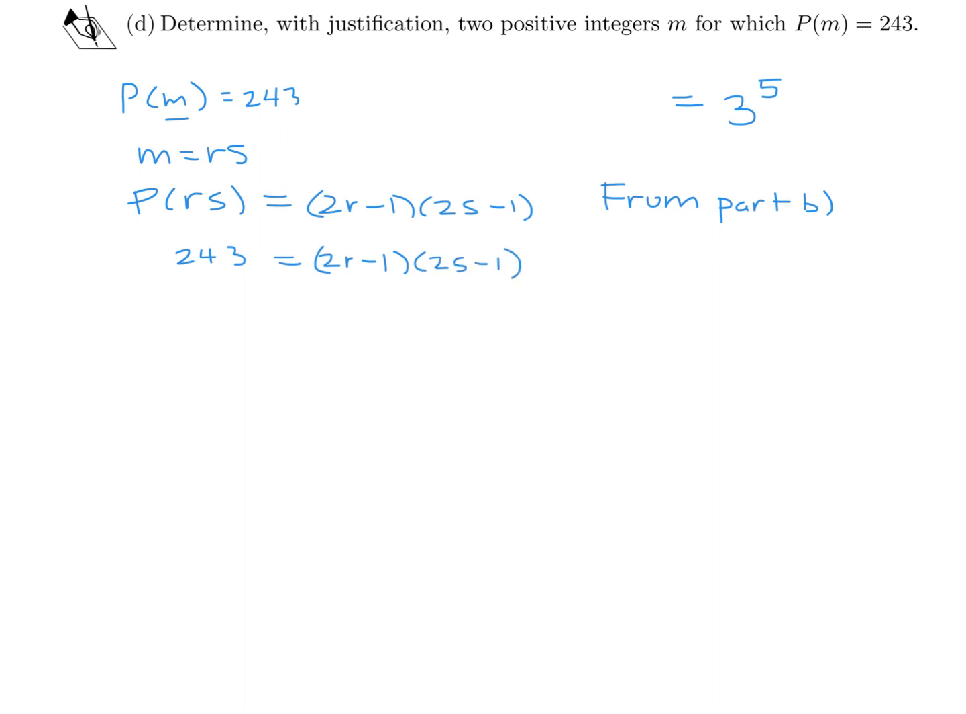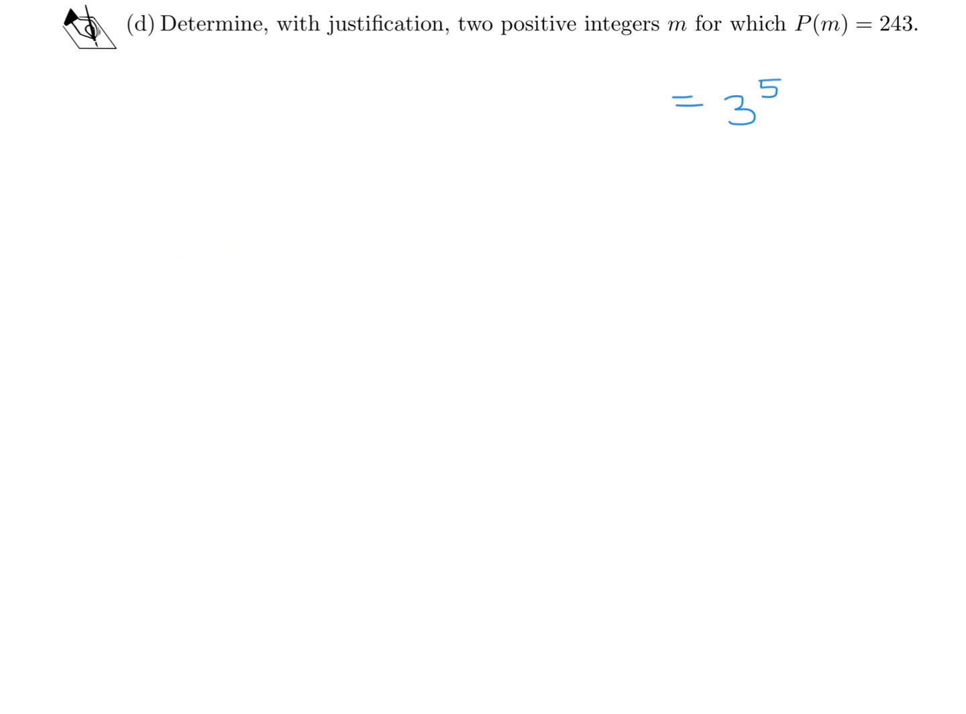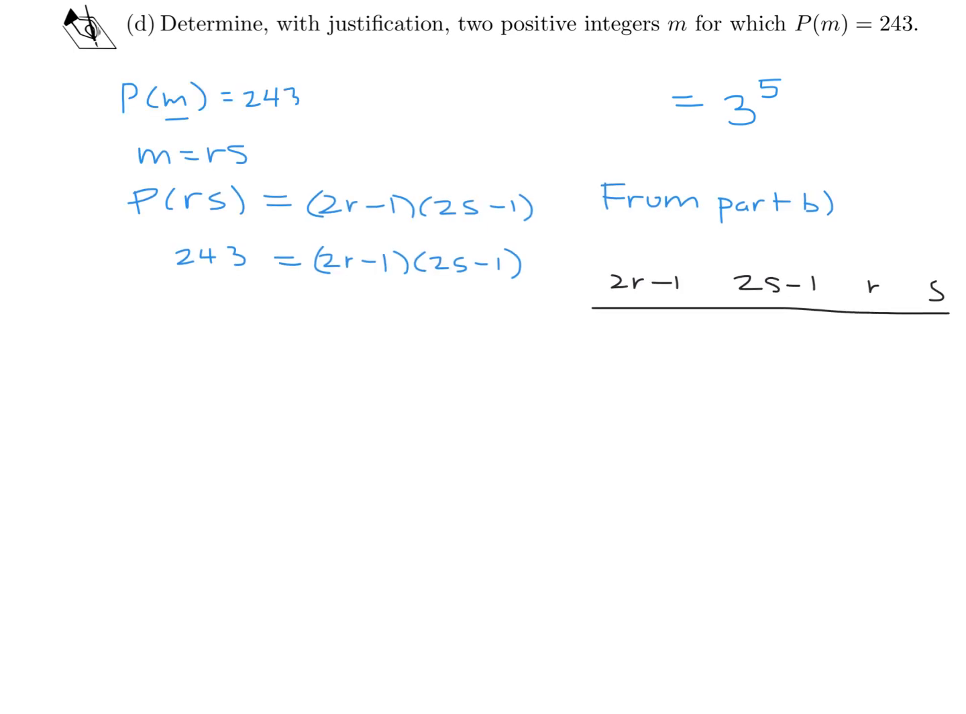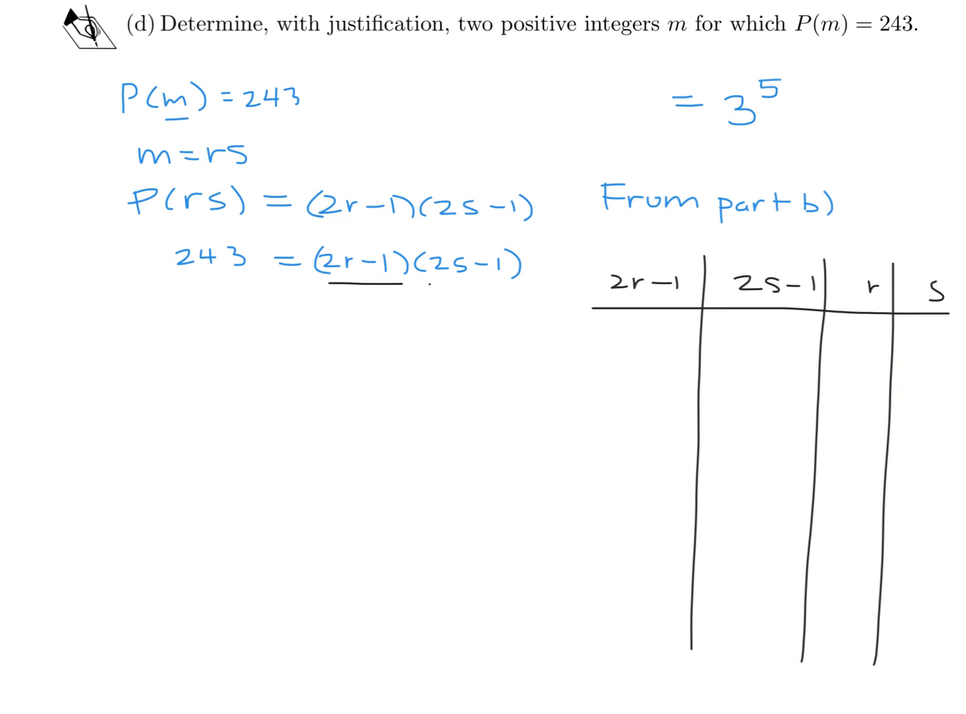All right, so that's pretty good progress here. And let's make a table and see what happens. So I've got 2r minus 1, 2s minus 1, and then r, and then s, and see what values we get. Okay, so we want this times this to equal 243. Is there any parameters here? They're both positive integers, I guess. Well, m is a positive integer, and that's all we know.